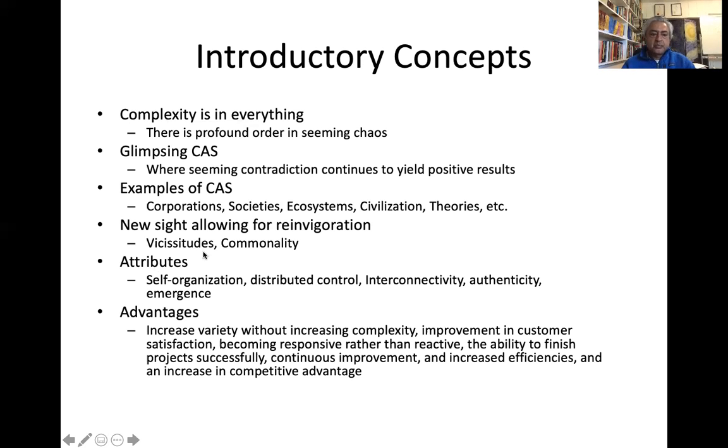Now, the attributes that we'll in particular go over in this paper and presentation are those of self-organization, distributed control, interconnectivity, authenticity, and emergence. We've chosen these attributes because as practitioners, we find that each of these attributes amongst the many that CAS offer are practical and have yielded positive results when implemented in the way that we've described in this paper. Now, some of the advantages of using this 5-attribute complex adaptive systems framework to reinvigorate organizations is that it'll increase variety without increasing complexity. It offers continuous improvement, increases efficiencies, and so on.